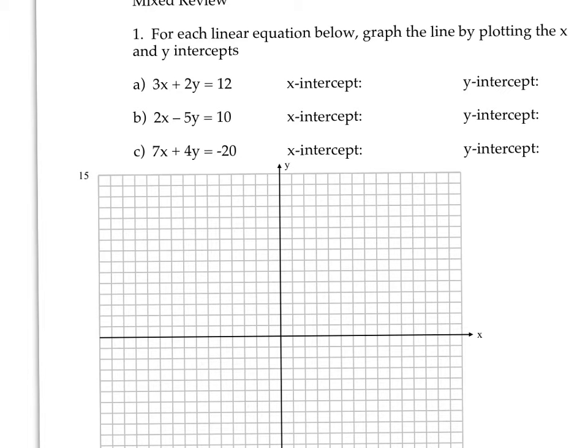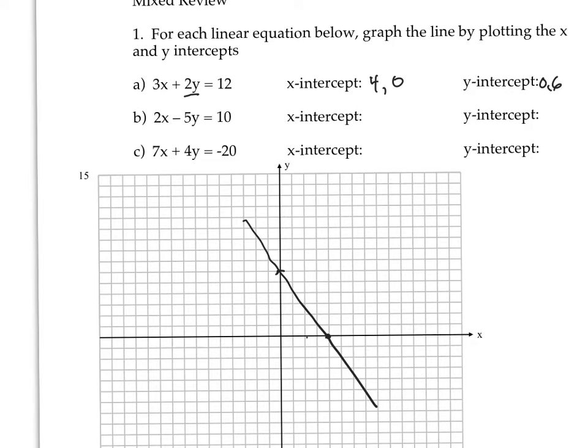So when we set y equals 0, we get 3x is equal to 12, which means that x is 4, so we get (4, 0) as our intercept. And then when we set x equal to 0, we get 2y equals 12, which means we get (0, 6). And that means we get an x-intercept of (4, 0) and a y-intercept of (0, 6). And that means that our line looks something like that.